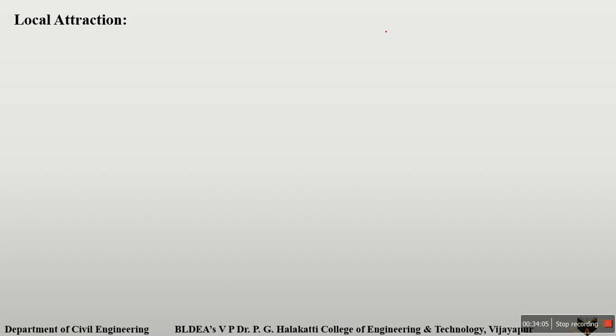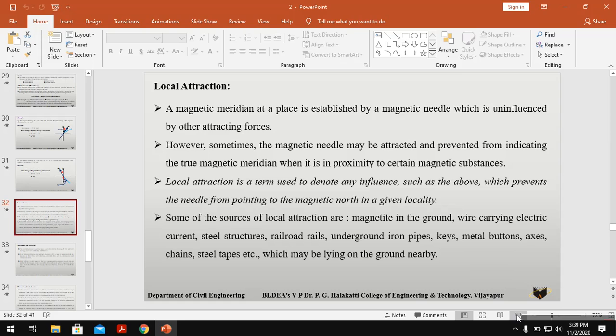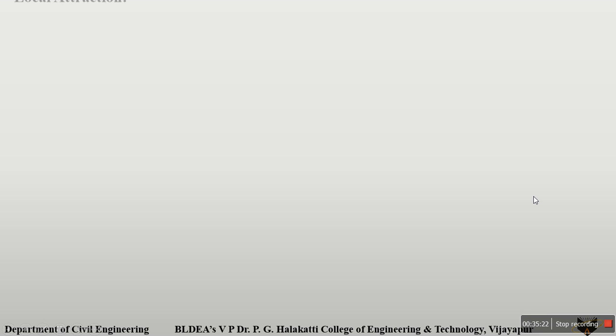Next one is local attraction. So again I am continuing with the local attraction. Again, this one is very important. You must understand what is the meaning of local attraction. Then we have to discuss how to find out the local attraction and how to eliminate the effect of the local attraction while measuring the bearings in the field.